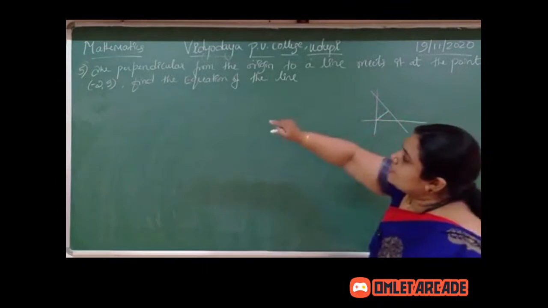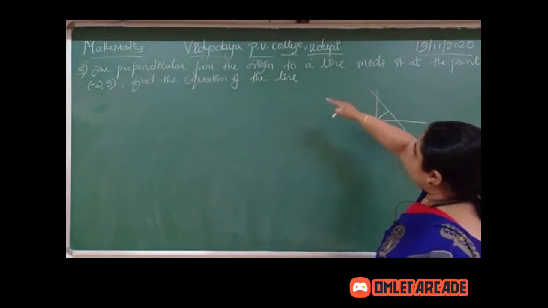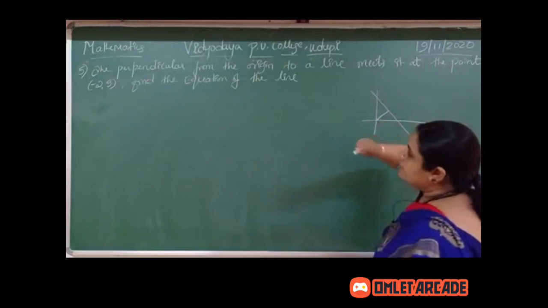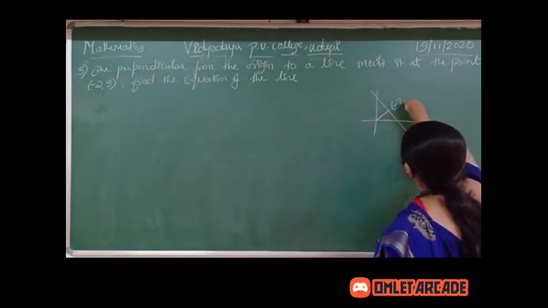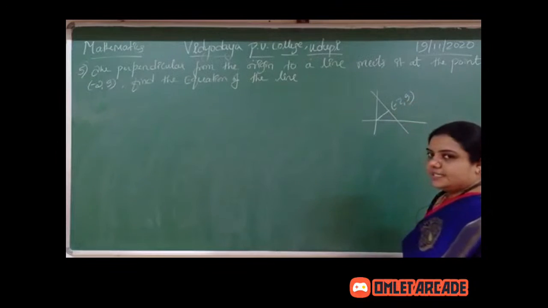The perpendicular from origin to the line meets at the point (-2, 9). I mean, this point is what? (-2, 9), isn't it?